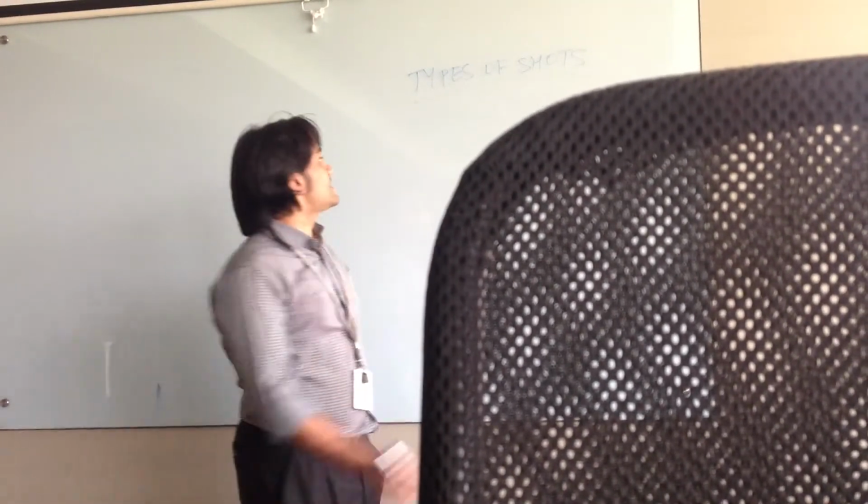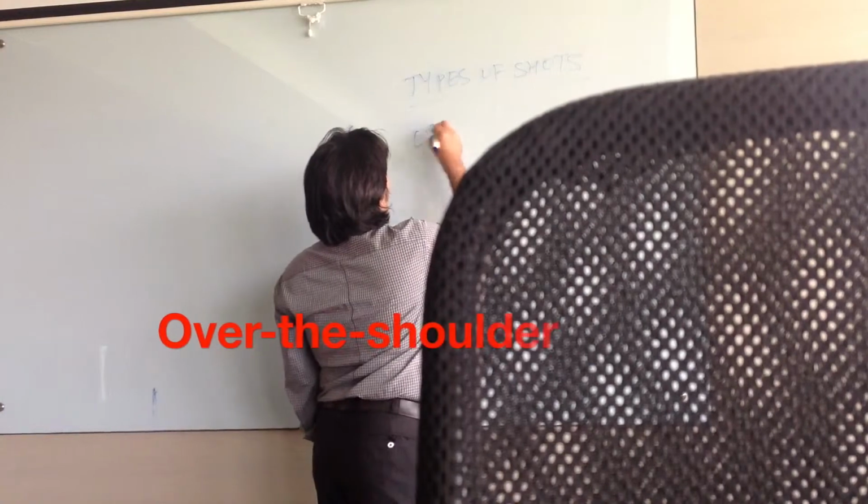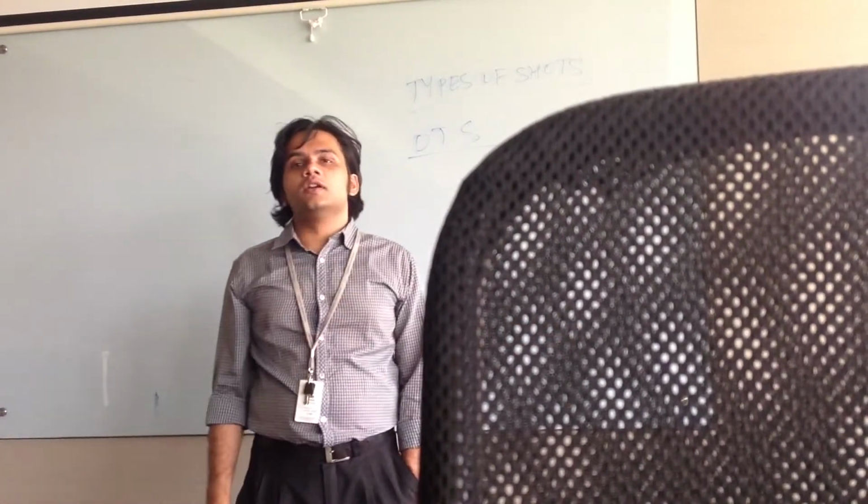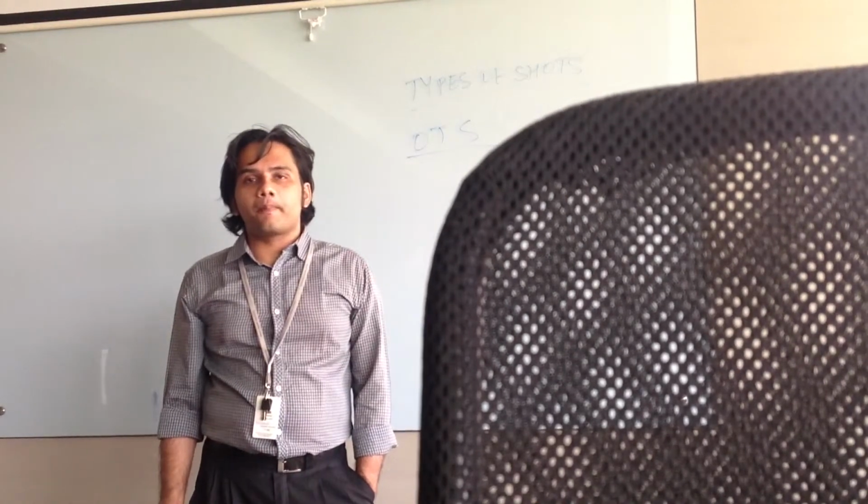Another interesting type of shot that we are going to learn about is the over the shoulder shot, or an OTS shot as it's called in its abbreviated form.